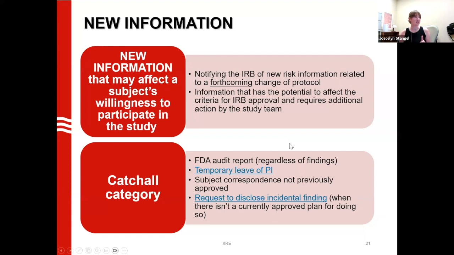So thanks, Catherine. This first chunk is new information that may affect a subject's willingness to participate in the study, which includes notifying the IRB of new risk information related to a forthcoming change of protocol. Here, that new information report is serving as a placeholder until the change can be submitted. Also, information that has the potential to affect the criteria for IRB approval and requires additional action by the study team. I've got some specific examples on the next slide.